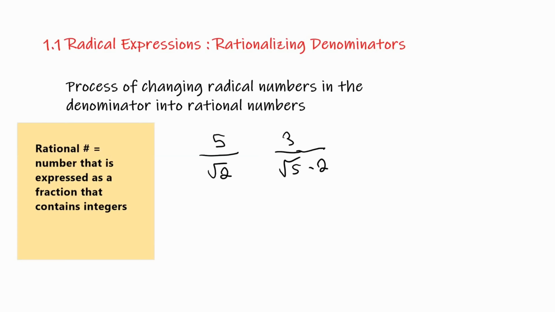So what is a rational number? It is basically a number that is expressed as a fraction which contains integers. So such as we can say 1 over 3 is a rational number, 5 over 6 is a rational number, and negative 7 over 12 is an example of a rational number. So basically it's anything in the form of p over q, where q cannot equal 0, because if it equals 0 then it's undefined, and p and q are integers.